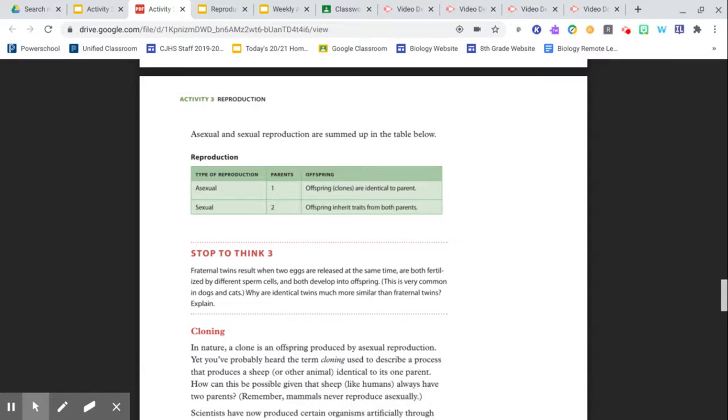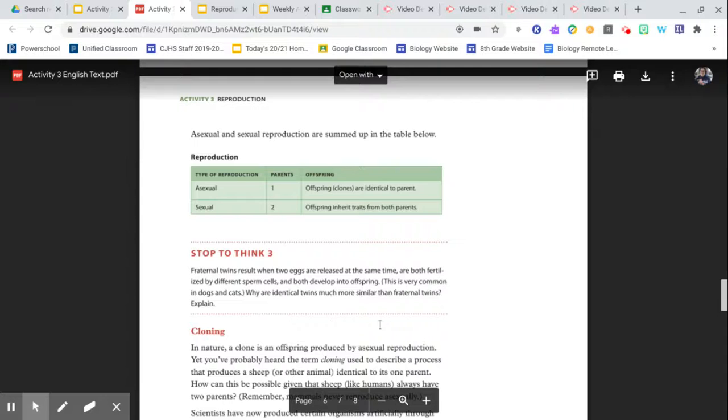Stop to think number 3. Fraternal twins result when two eggs are released at the same time. So you have two eggs, not one egg. Two eggs are released at the same time, are both fertilized by different sperm cells, and both develop into offspring. This is very common in dogs and cats. Why are identical twins much more similar than fraternal twins? Explain. Hint. Side note, think about the number of eggs. Pause the video, answer the question before going on.